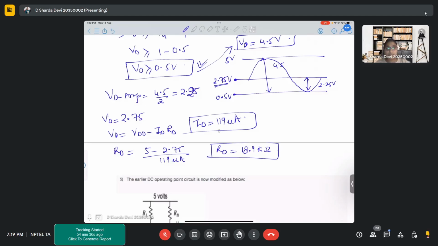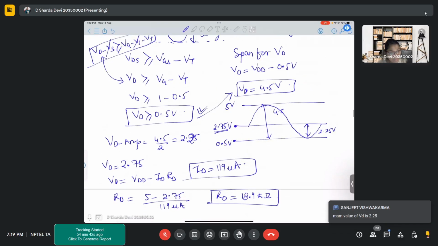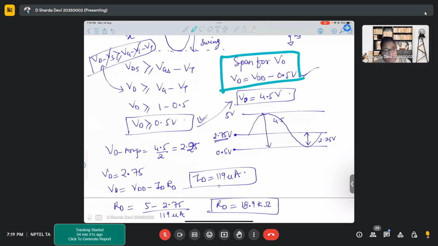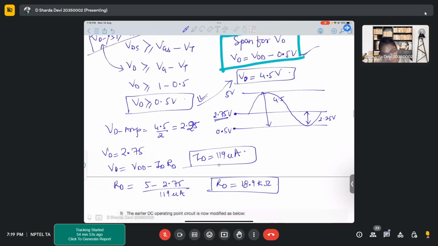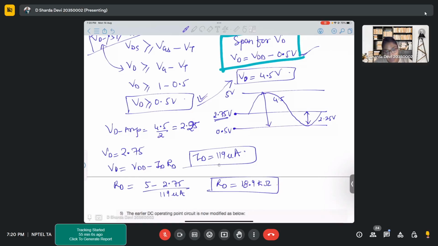Ma'am, can you clarify that equation, VDD minus 0.5 volts is equal to VD? Yes, this one. In this particular equation, from this equation you have got that your VD can be any value greater than 0.5 to keep your transistor in saturation. Clear? Is this clear? Yes, ma'am.